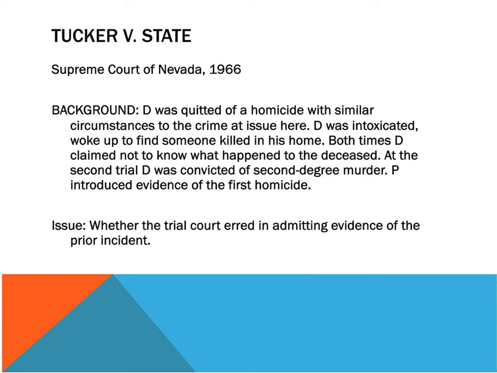At the second trial, the defendant was convicted of second-degree murder, and the prosecution introduced evidence of that first homicide. The issue is whether the trial court erred in admitting evidence of the prior incident.